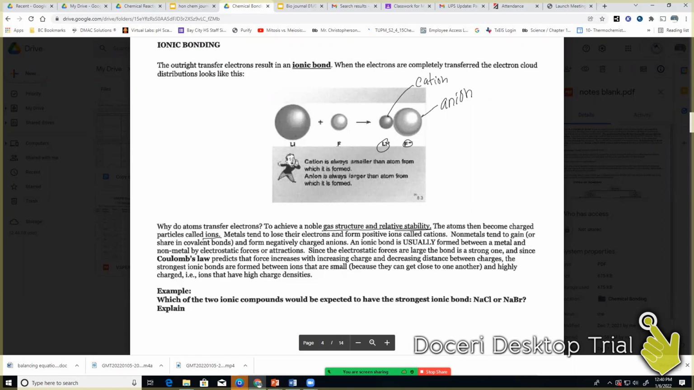So your electrostatic forces are large, so this is considered a strong bond. And once again, you could use Coulomb's law to predict the strength of it. If you remember Coulomb's law, it was something like Q1 Q2 divided by r squared. Q was a charge. So as you increase the difference in the charges between your positive and negative ion, it's going to become a stronger bond.